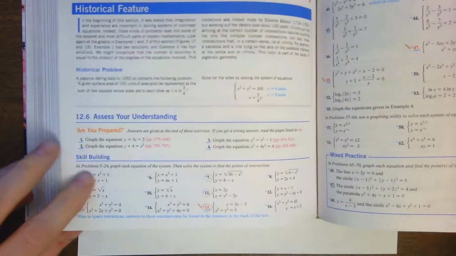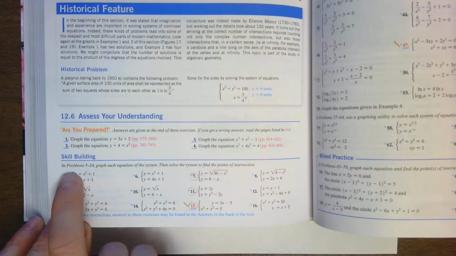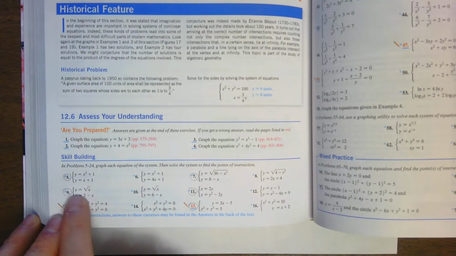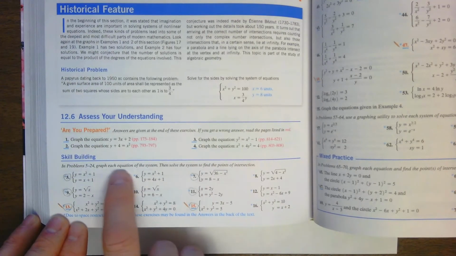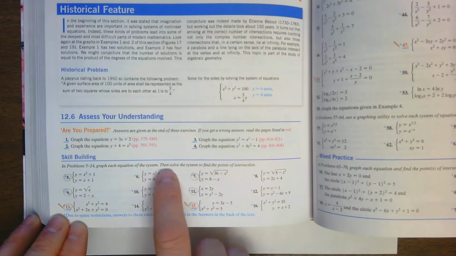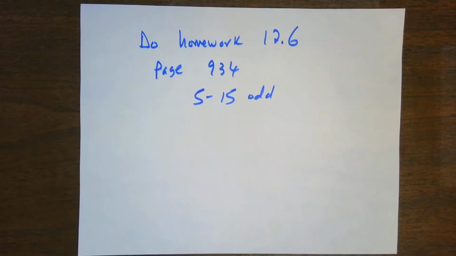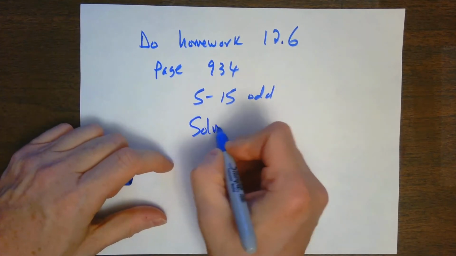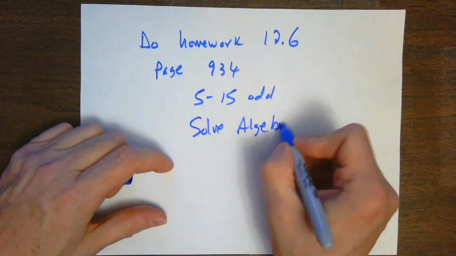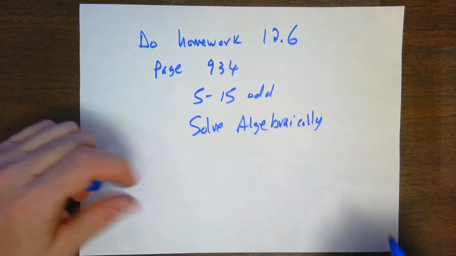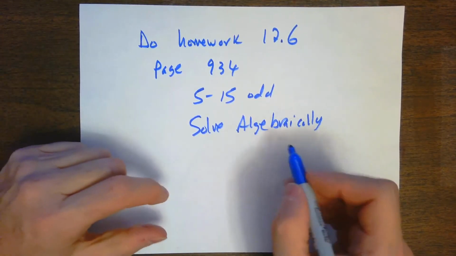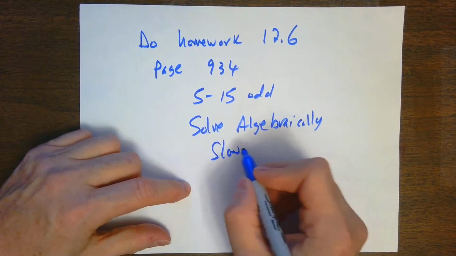So in the note, let's take a look at what the textbook says here for a moment, because I just want to make sure we understand it. It says, for problems 5 through 24, and I've circled the ones I want you to do, graph each equation of the system and then solve the system to find the point of intersection. I don't care if you graph it or not. You don't have to bother graphing it. If you don't want to graph it, don't graph it. Just solve them all algebraically, just like we did in the examples that I did. So solve them all algebraically. Show me the work.